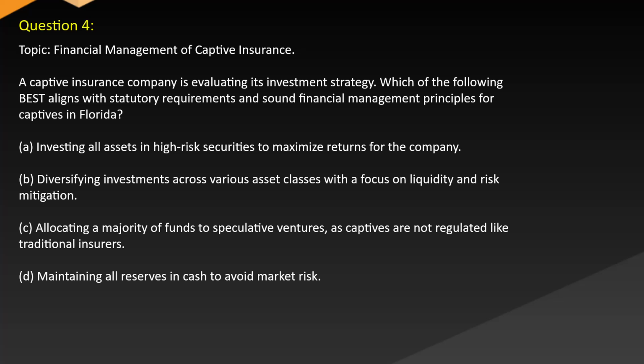A. Investing all assets in high-risk securities to maximize returns for the company. B. Diversifying investments across various asset classes with a focus on liquidity and risk mitigation. C. Allocating a majority of funds to speculative ventures as captives are not regulated like traditional insurers. D. Maintaining all reserves in cash to avoid market risk.